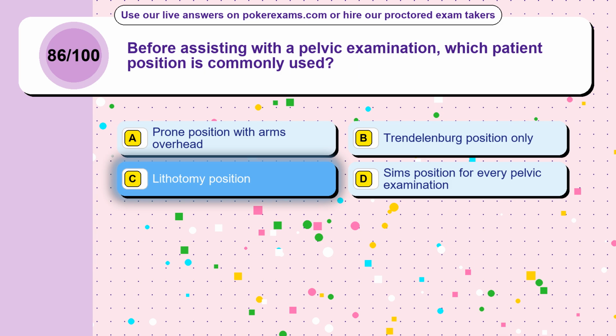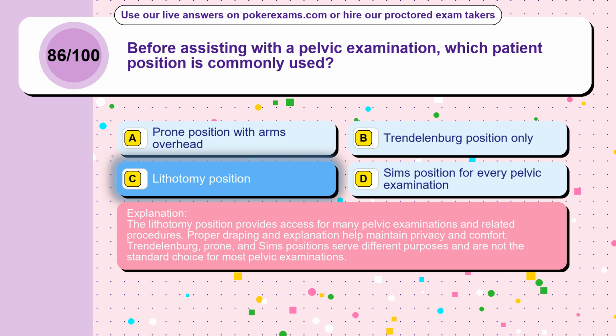Lithotomy position. The lithotomy position provides access for many pelvic examinations and related procedures. Proper draping and explanation help maintain privacy and comfort. Trendelenburg, prone, and Sims positions serve different purposes and are not the standard choice for most pelvic examinations. Question 87.